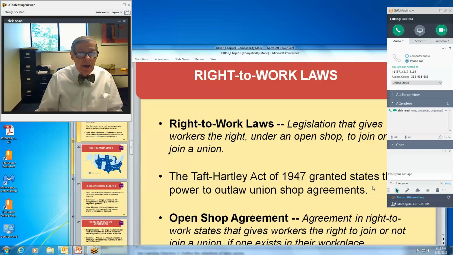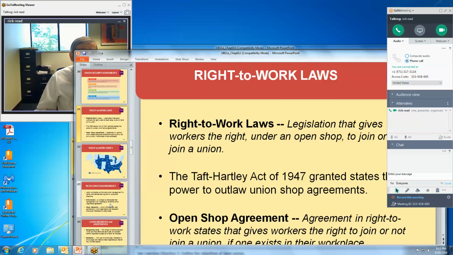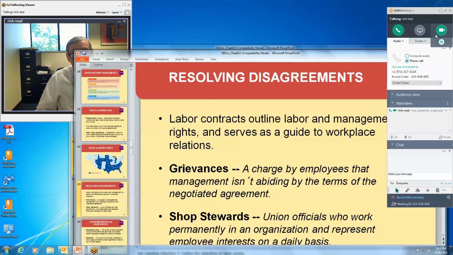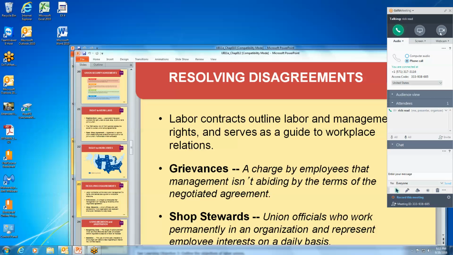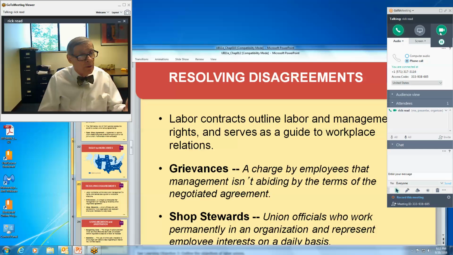The Taft-Hartley law granted states the power to outlaw union shop agreements, which we talked about. And I'm reading these because they're important for us to remember, because I don't want to gloss over this. In the right to work states, it gives workers the right to join or not join a union if one exists in their workplace. Pretty much what I've said, but as I mentioned, the way right to work is promoted in the United States is actually anti-union. It's not so much pro-worker as it is anti-union.